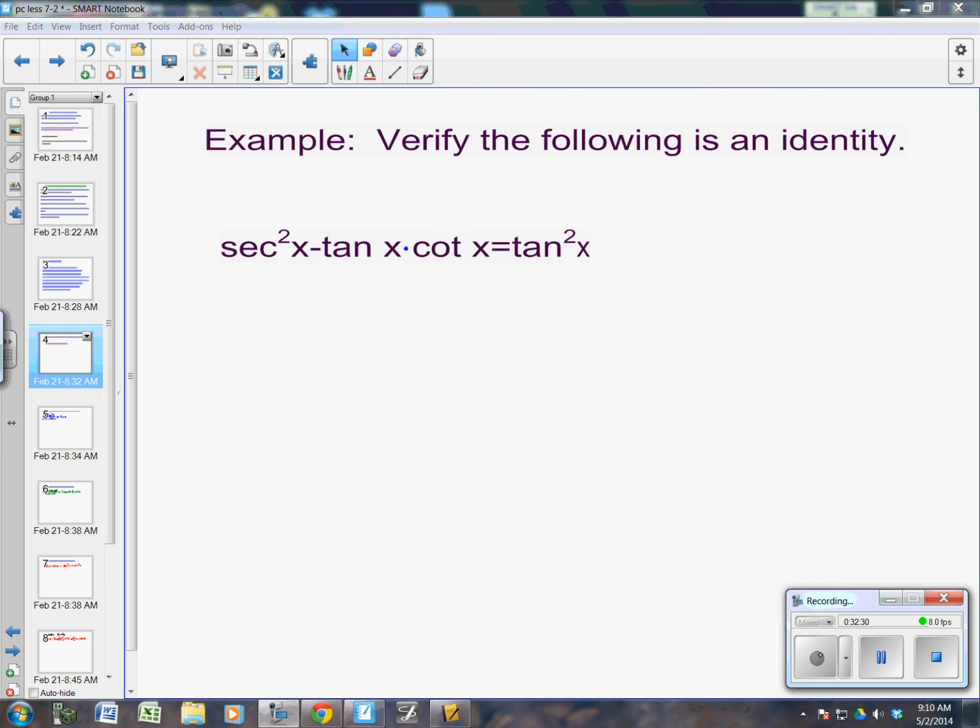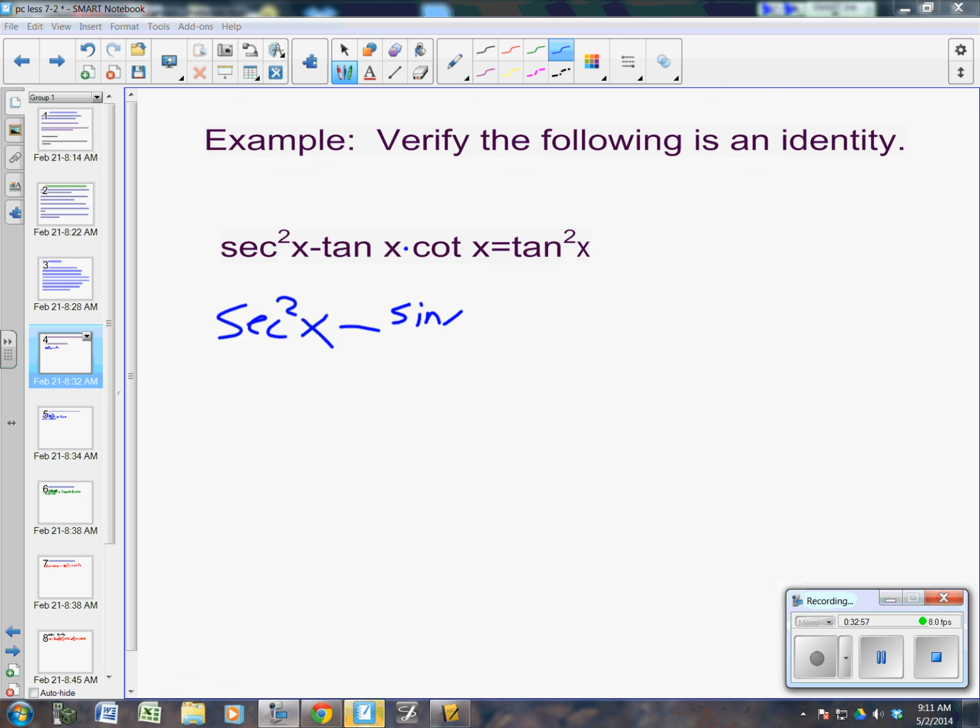So most of you guys thought about it. There's about 3 or 4 different ways you can do this one. Let me show you 2 ways. The first way, the secant squared of x, I'm just going to leave it as secant squared of x this time. Minus the tangent of x, using the quotient identity, can be changed to sine of x over cosine of x. The cotangent can be changed to cosine of x over sine of x, equals the tangent squared of x.